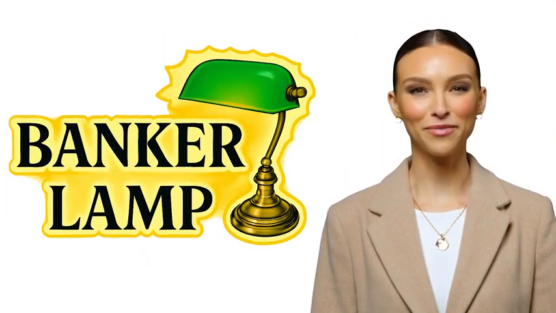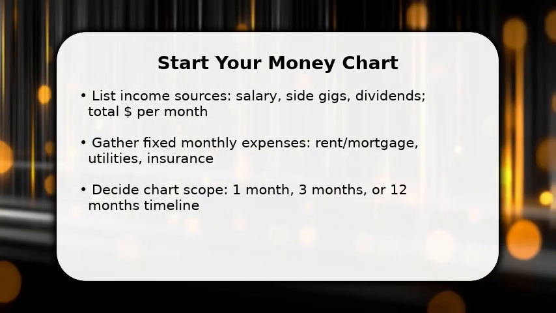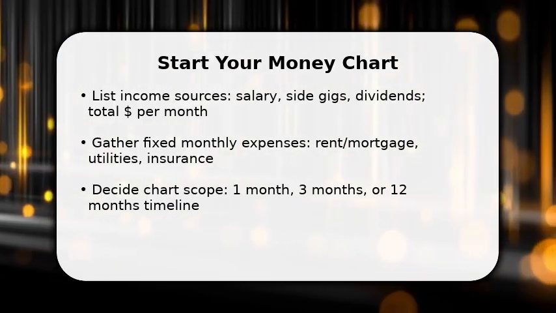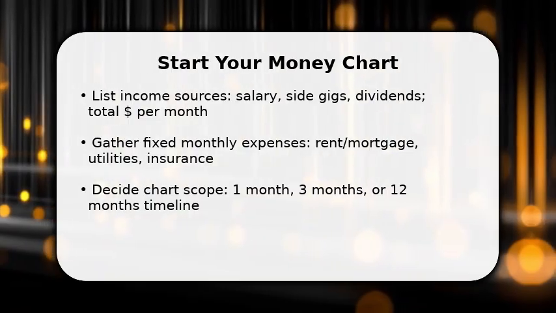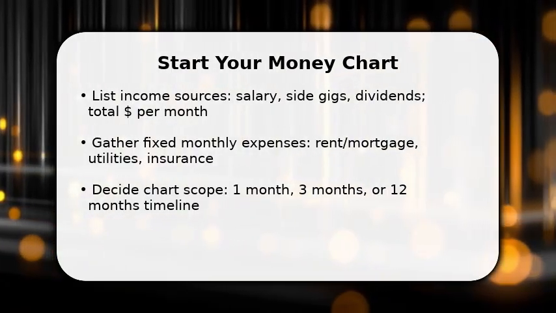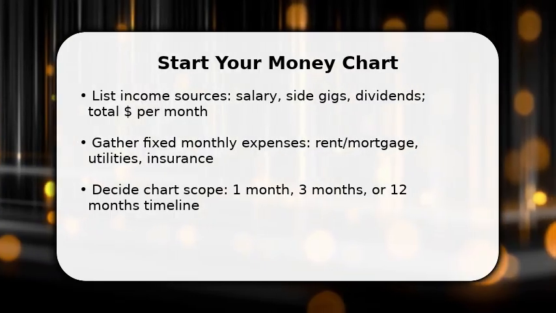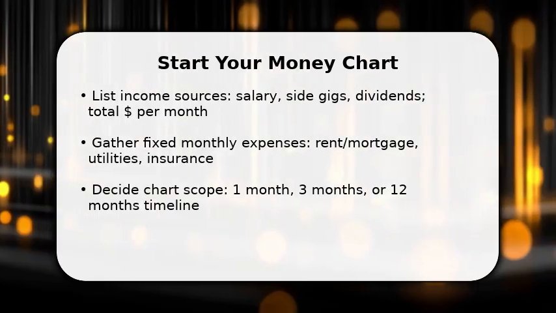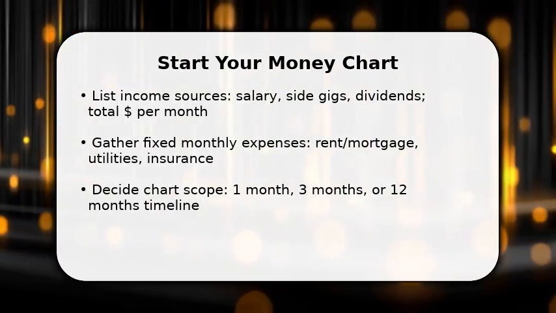Please enjoy the video. You begin by capturing what flows in and out. This is non-negotiable. First, list every income stream and total monthly dollars, then record fixed obligations like rent, loans, and insurance. Once done, choose the time window: monthly for tactics, 12 months for trends, so the chart stays actionable.